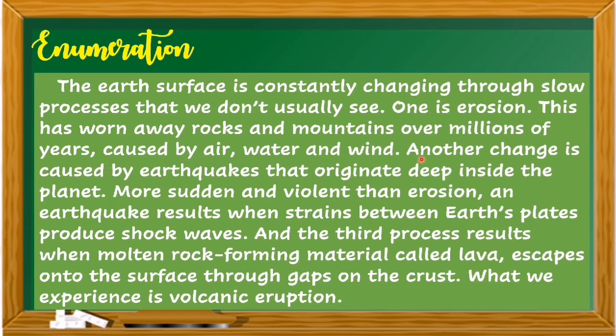Another signal word: another change is caused by earthquakes that originate deep inside the planet. More, this is again a signal word, more. More sudden and violent than erosion, an earthquake results when strains between Earth's plates produce shock waves. And the third process, this is the signal word, results when molten rock-forming material called lava escapes onto the surface through gaps on the crust. What we experience is a volcanic eruption.